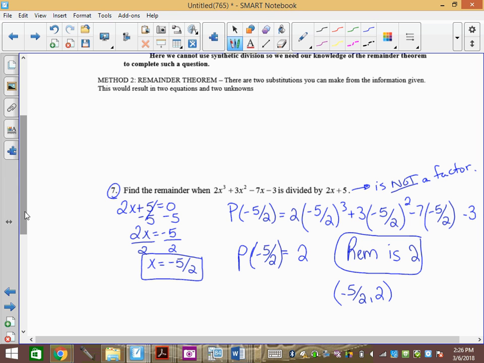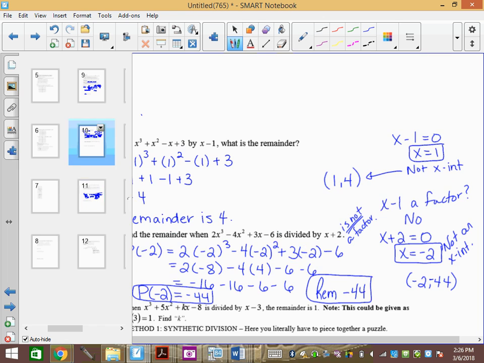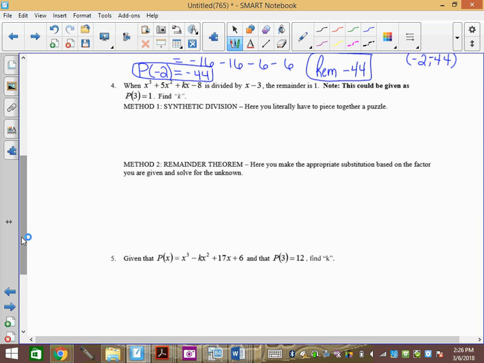So knowing that knowledge, we're going to be able to do stuff with it. Don't worry about writing this stuff. So we have when x cubed plus 5x squared plus kx minus 8 is divided by x minus 3, the remainder is 1. And then they're going to say find k. So up until now, we've had a full polynomial, we've had a factor, and then I've asked you for the remainder.